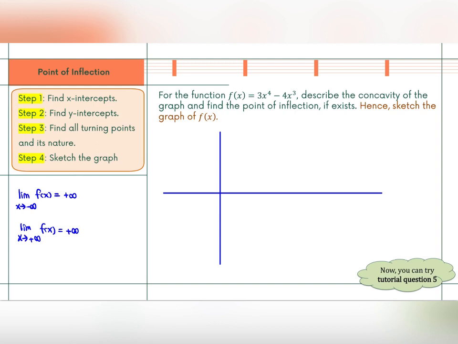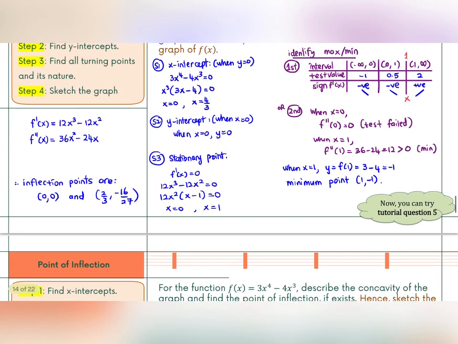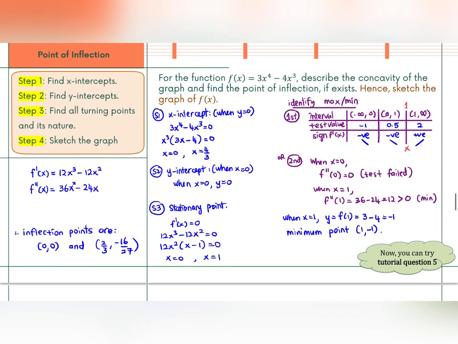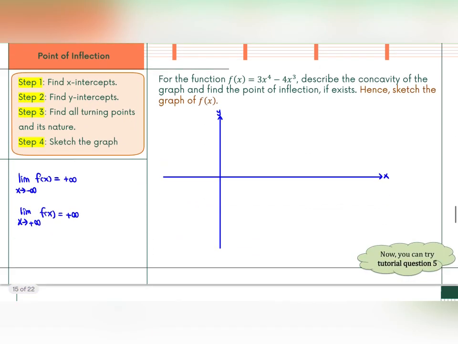So first of all, ini adalah our y and this is our x. Okay, kita plot our x-intercept dahulu. So x-intercept yang kita dapat from previous steps adalah here, x equals to 0 and x equals to 4/3. So here is our 0. Contoh sini 1/3, 2/3, 3/3 and here is 4/3. Okay, so itu adalah x-intercept kita.